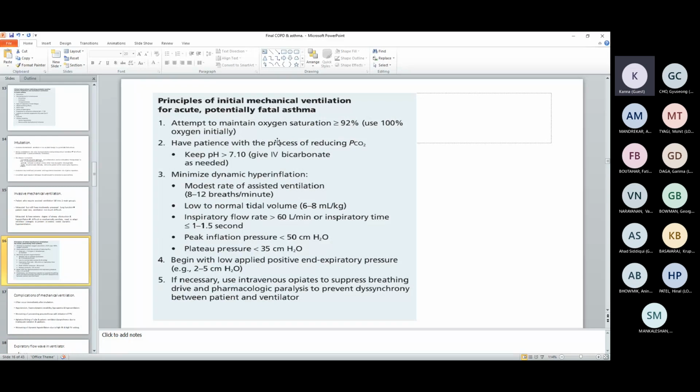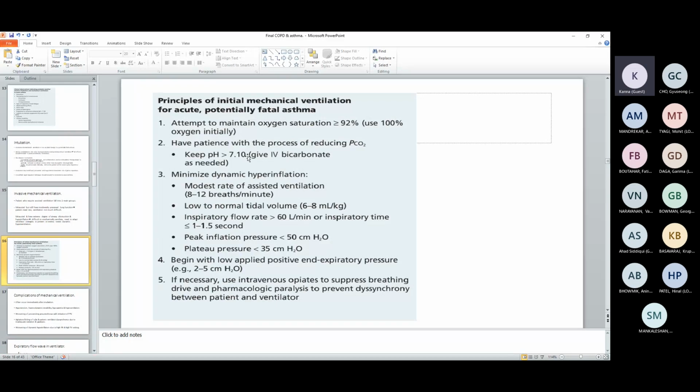Our oxygenation target should be more than 92%. We can use 100% oxygen initially and then titrate according to the target. We don't need to rush to control the PCO2 or hypercarbia. We need to titrate the mechanical ventilation to the pH especially. Our target is to keep the pH above 7.1. In these situations, we may need to give bicarbonate to maintain that.